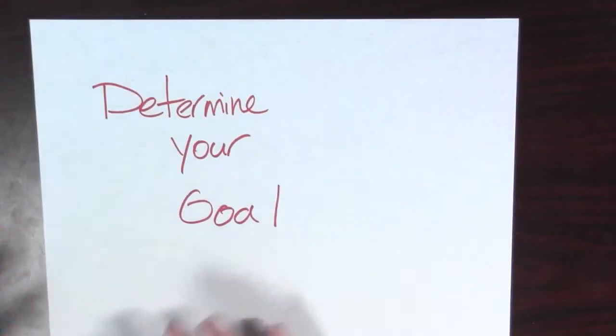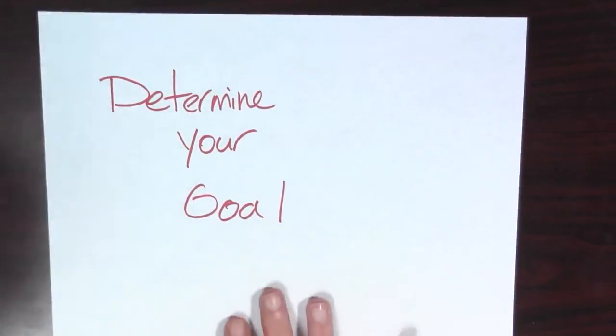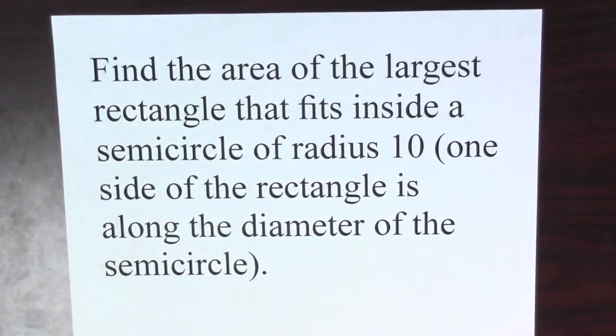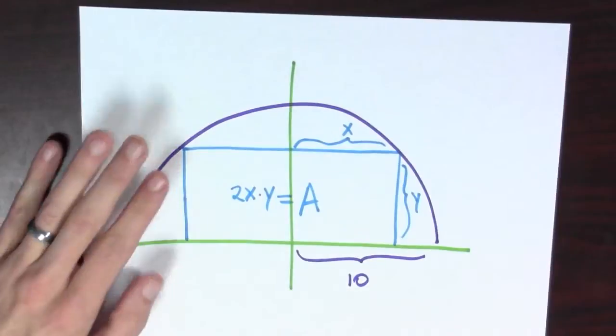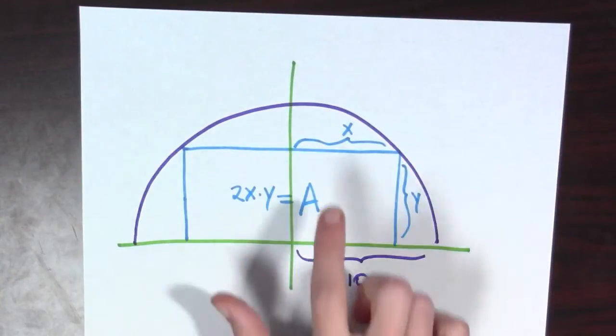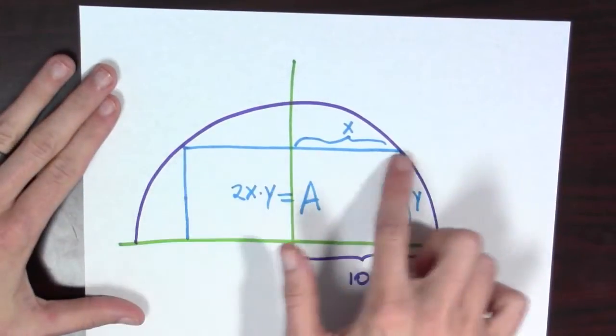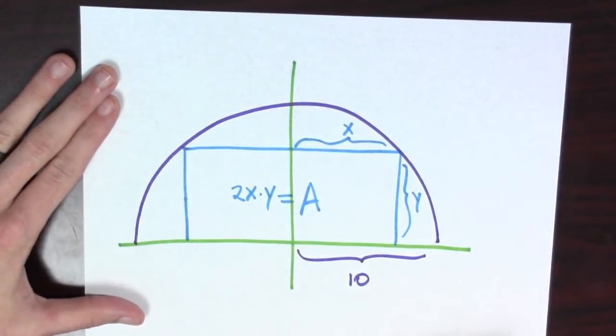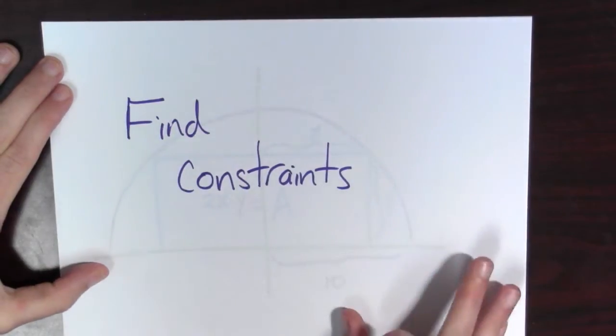Now we got to keep our eye on the goal, so we must determine our goal. Well, remember, let's look at the question again. The question says find the area of the largest rectangle. So I want to find a value for x, and that's going to give me half the long side of the rectangle, and probably I can find the y, and then from that I can find the area. But we can't have any old numbers for x and y. We need to find constraints.